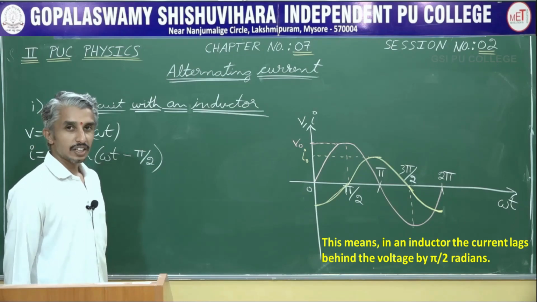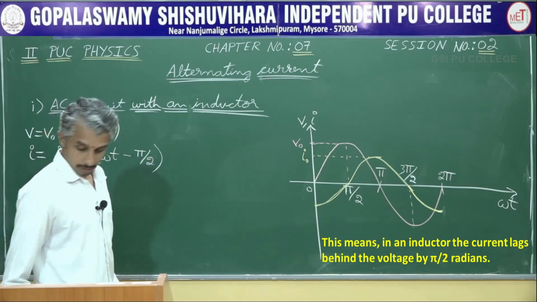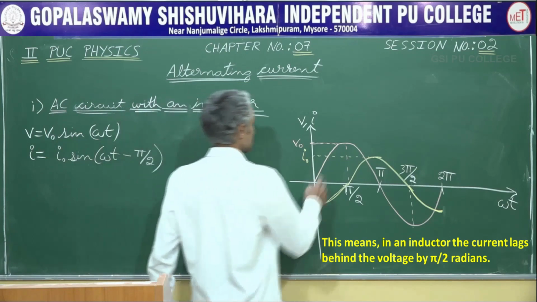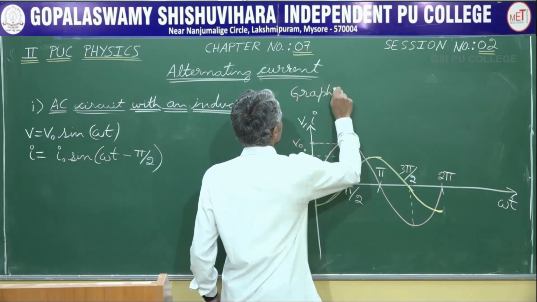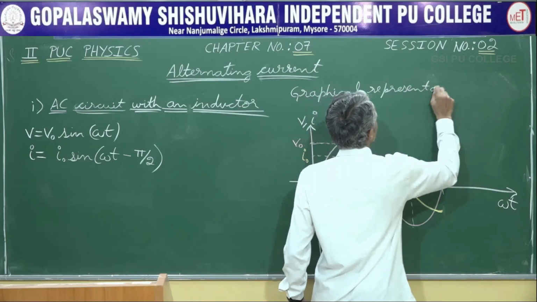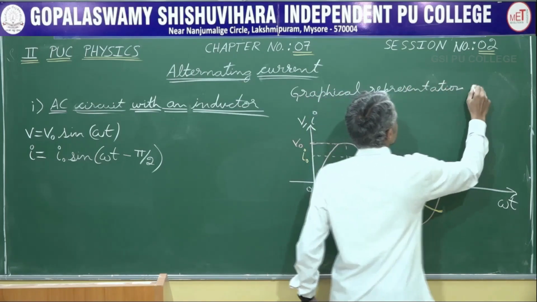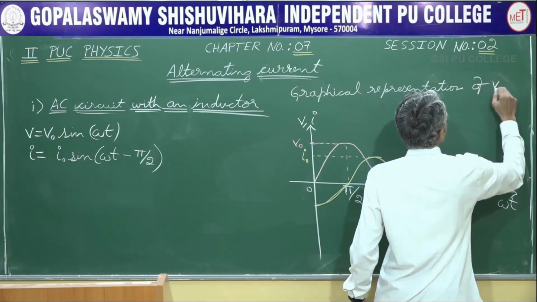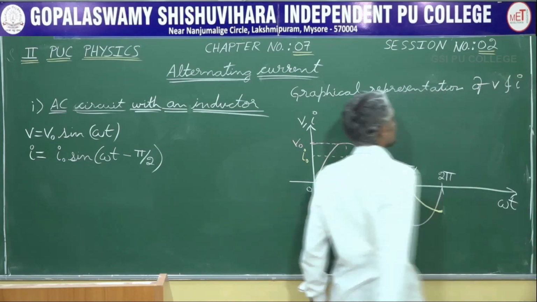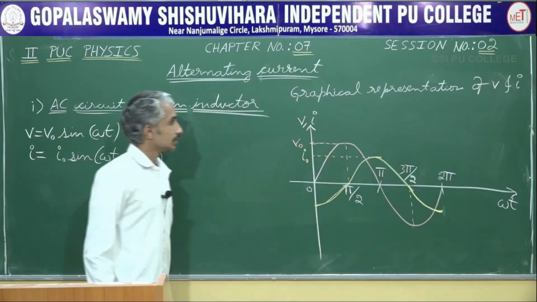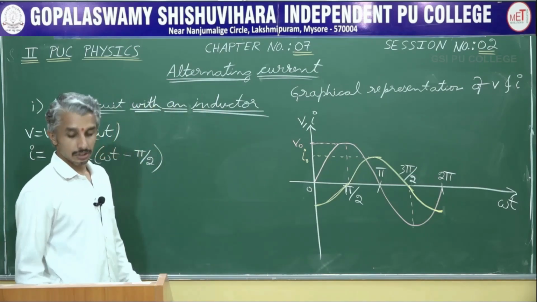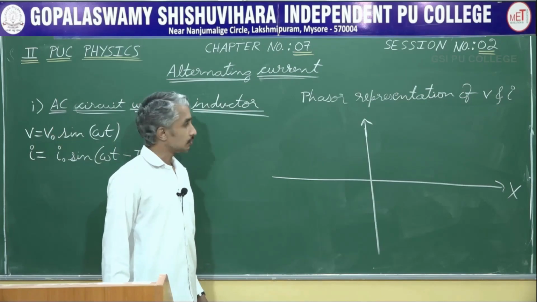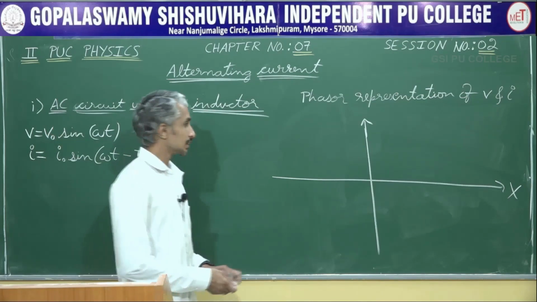Now, what about the phasor representation? So, before we go into phasor representation, we can label this as graphical representation of AC voltage and AC current in an AC circuit with inductor. Now, let us make a phasor representation of AC voltage and current.